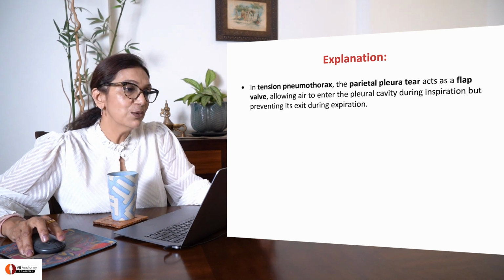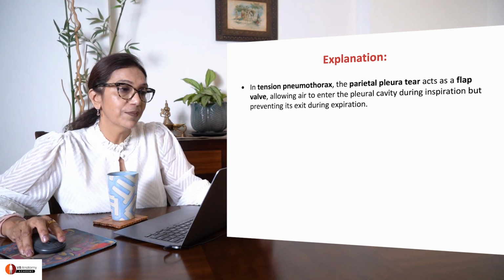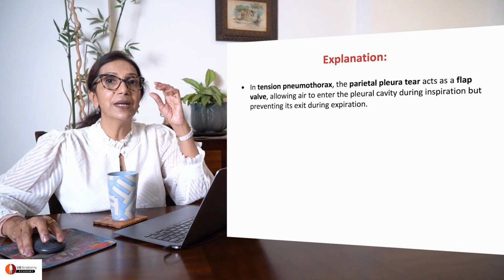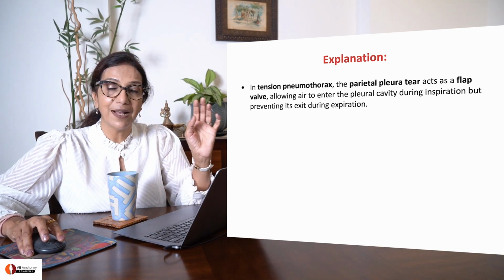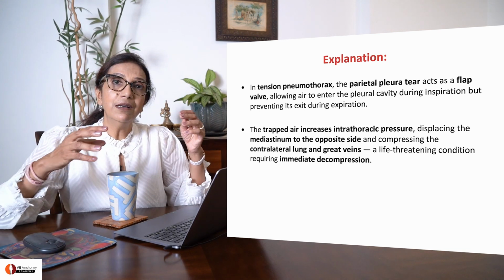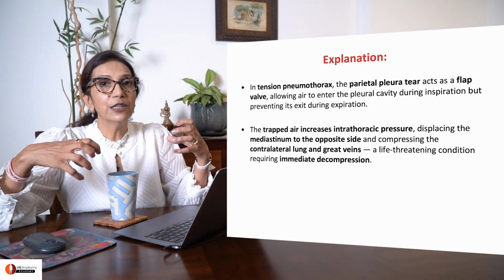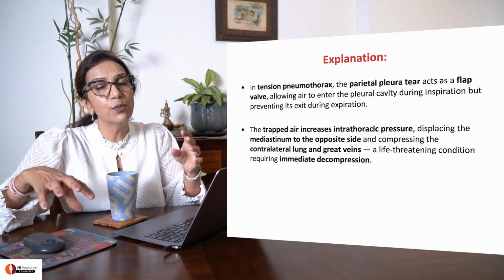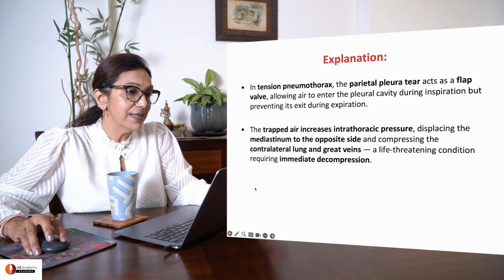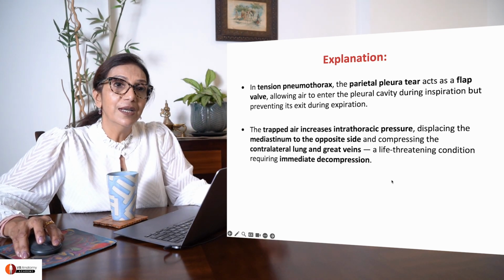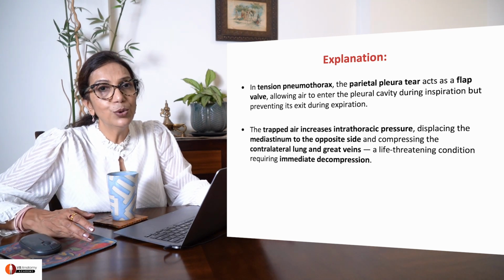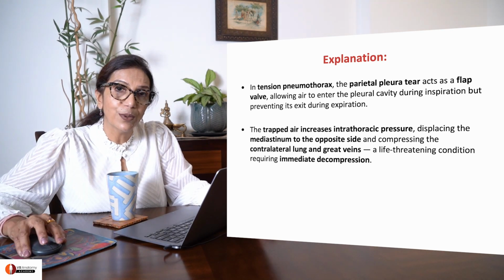Let's just revise quickly why B is the answer. Tension pneumothorax occurs because the opening in the parietal pleura acts as a one-way valve. This causes the air pressure to increase within the thorax, compressing the mediastinum, the lungs, the great veins and the heart, and this needs immediate decompression. That is tension pneumothorax. So we studied open pneumothorax, and we studied tension pneumothorax.